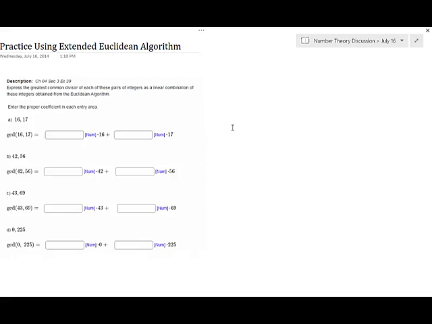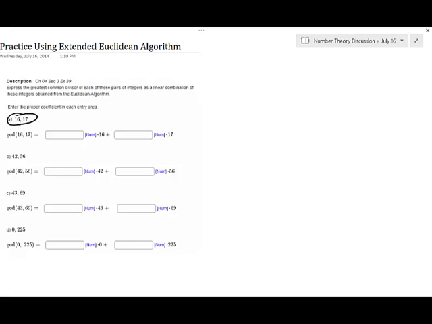So let's try to figure out the GCD of 16 and 17. And you should be familiar with what I mean by GCD. If you're not, then you need to go back and review the lectures and materials from the previous posts. So our goal here is to take the GCD of 16 and 17, whatever that might be, and write it as a linear combination of these inputs, 16 and 17.